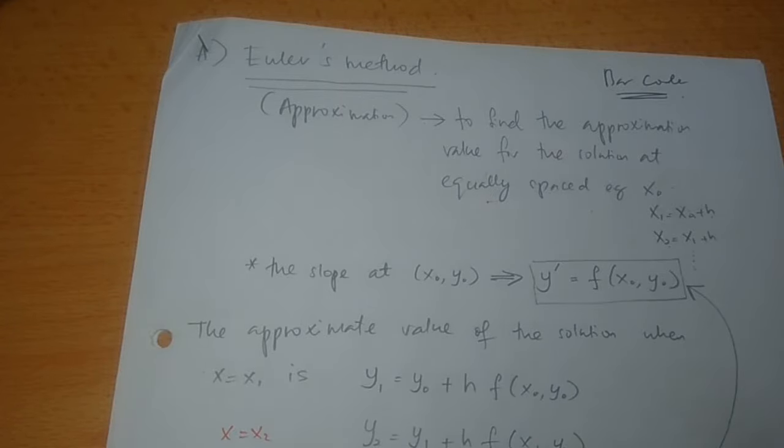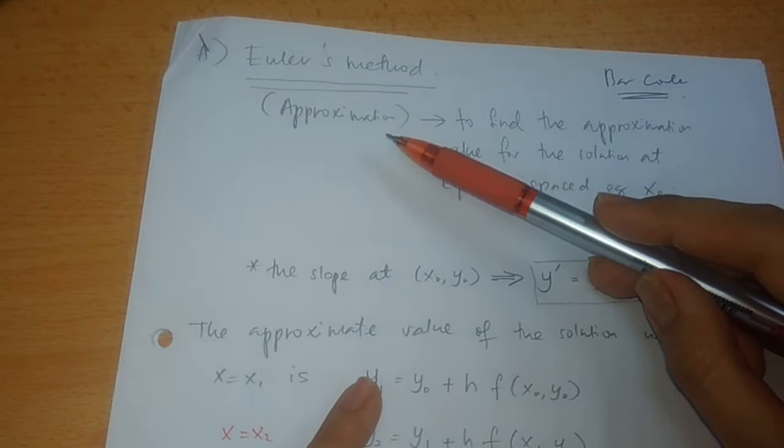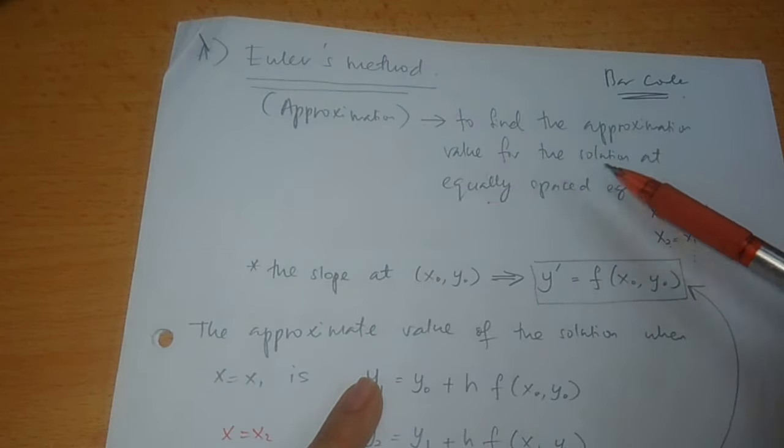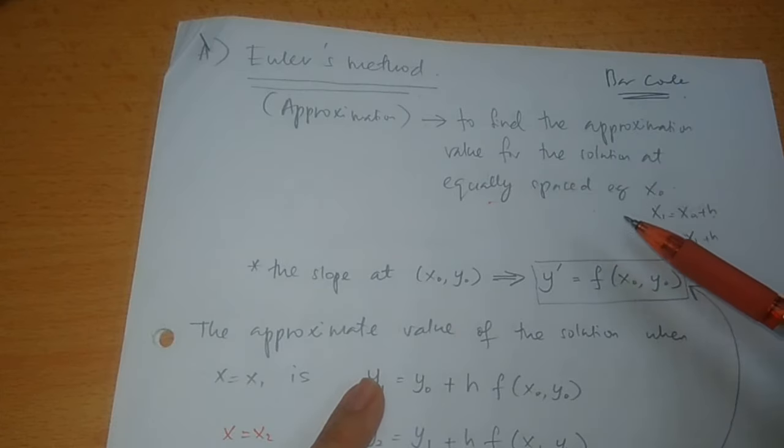So now I'm going to show you how to use Euler's method. Okay, so what is Euler's method? Euler's method is just an approximation method for you to find the approximate value of the solution at equally spaced points, for example, x0, x1, x2 and so on.